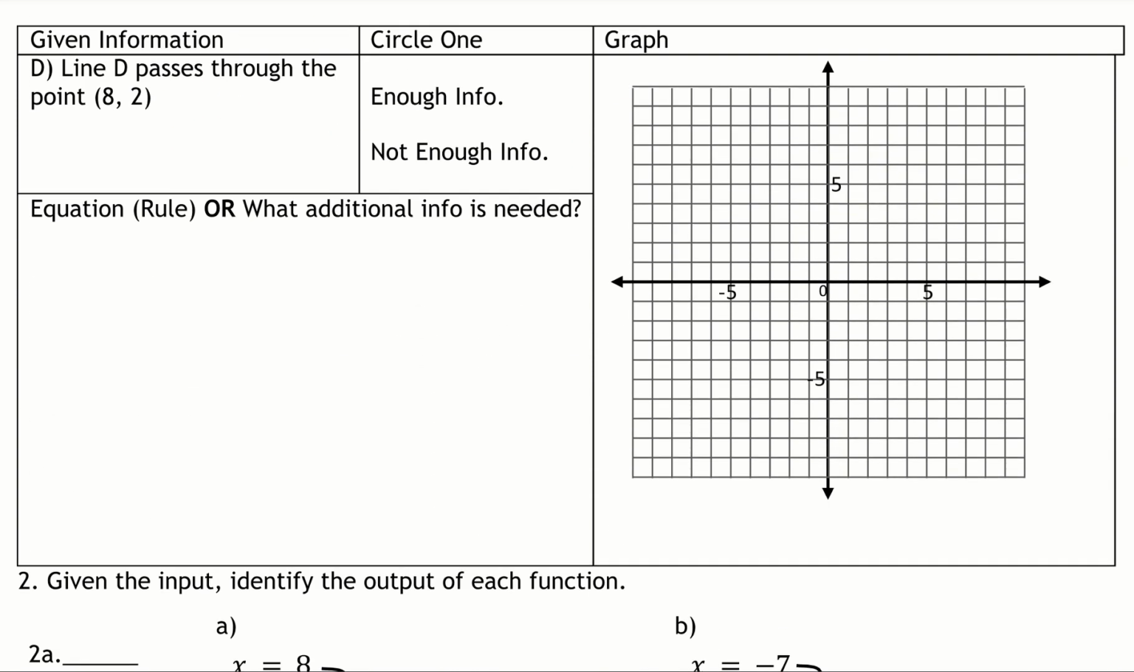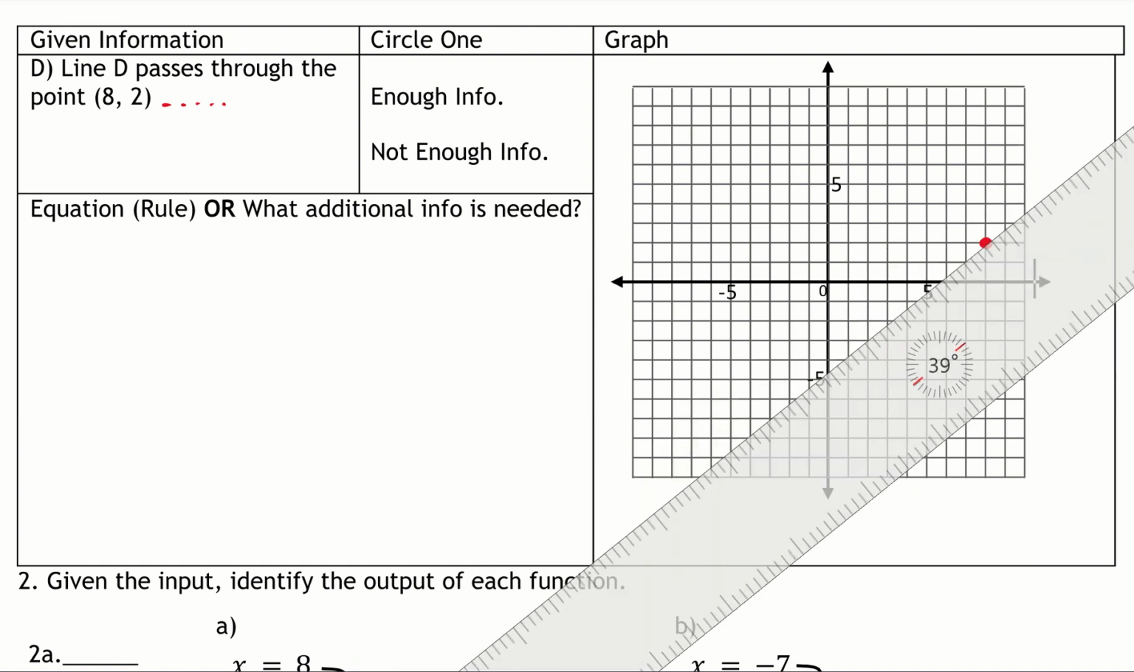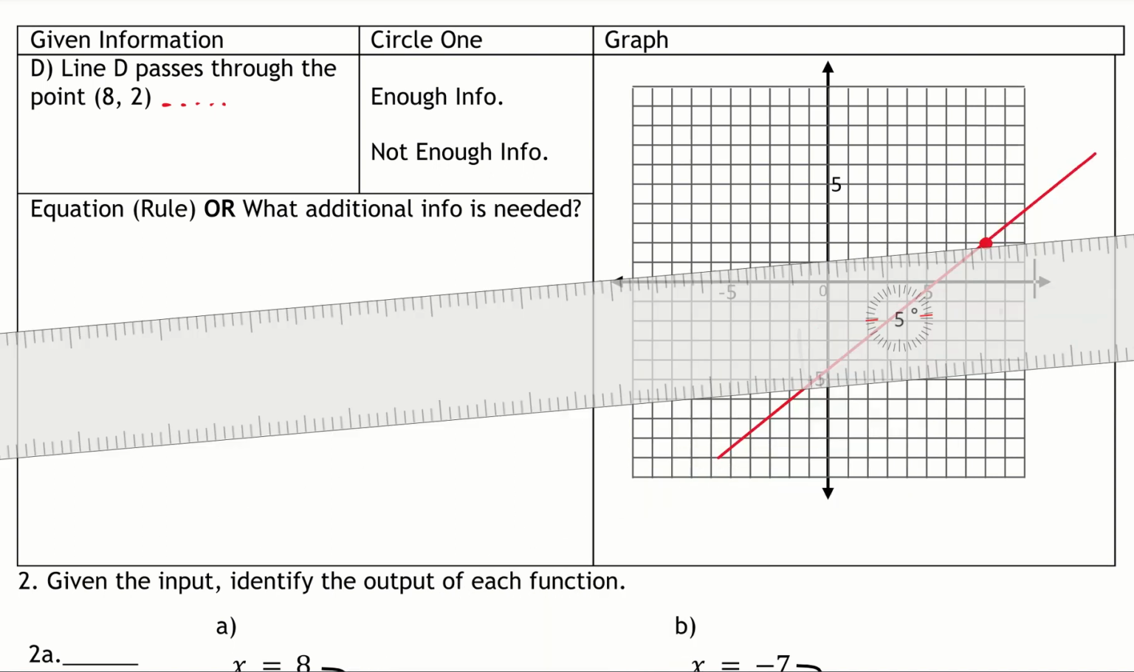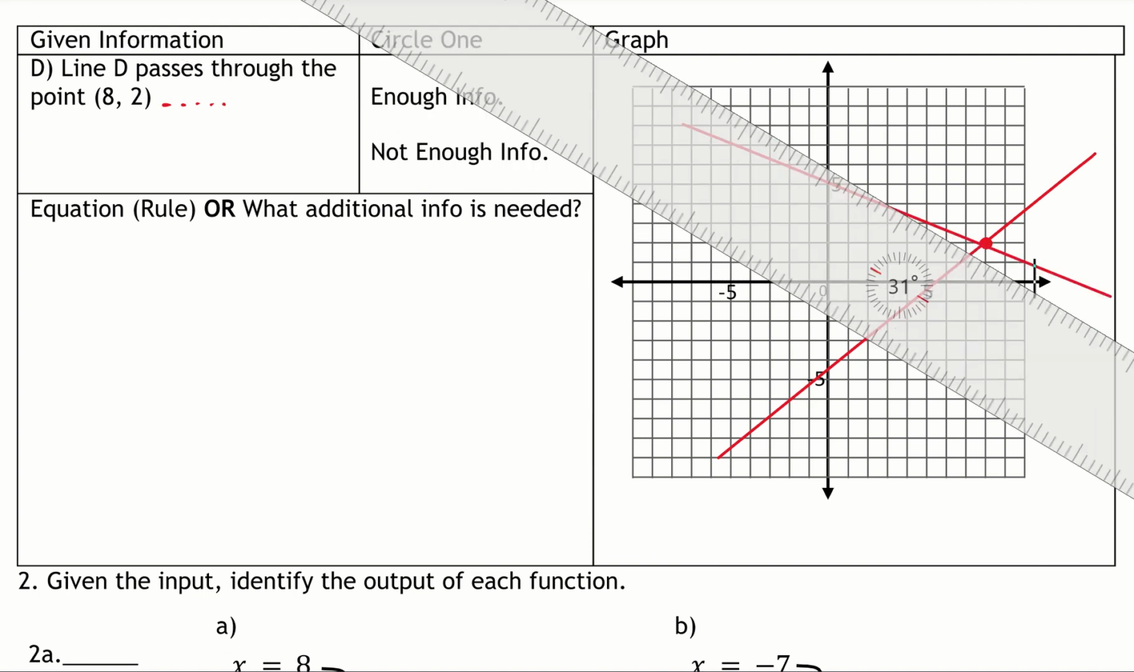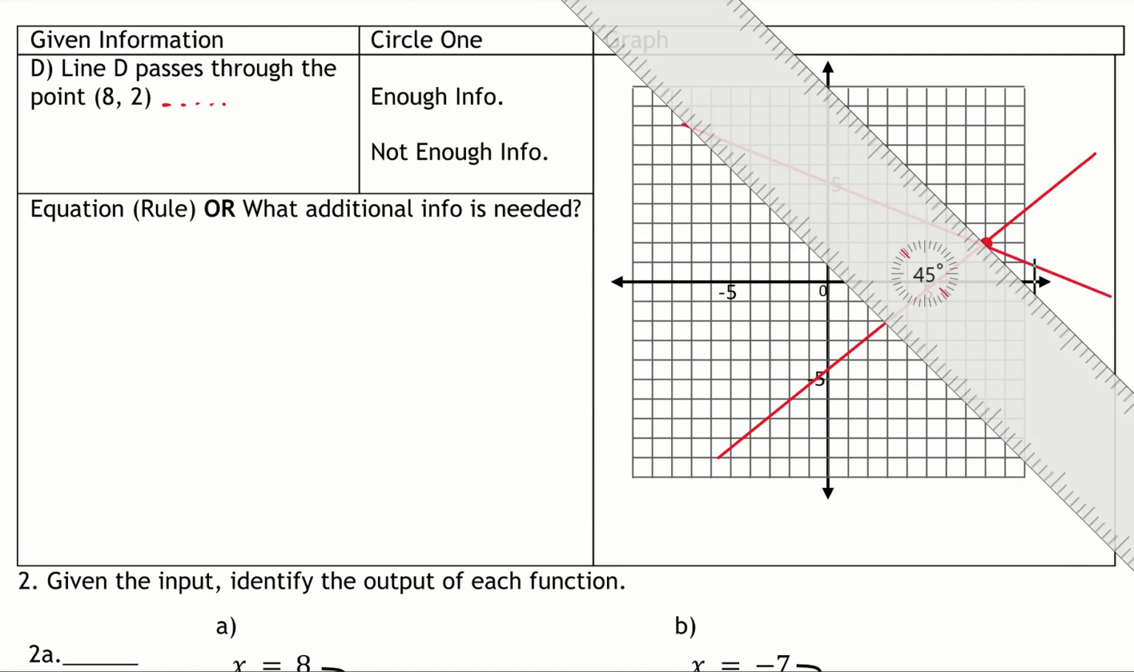Last one for question 1 is part D, and it says line D passes through the point 8, 2. So let me consider that 5, 6, 7, 8, and then 2. And at that point it's like, and what else, right? So the problem with that is that there are lots of lines that go through that point, right? That line goes through this point, this line goes through this point. In fact, there's an infinite number of lines that would go through that point.